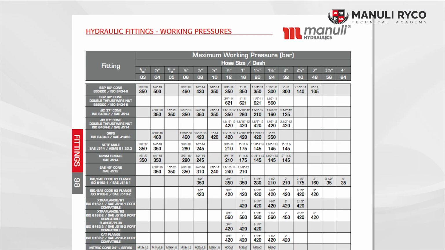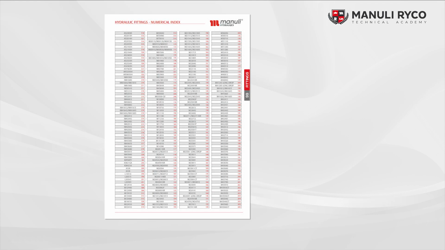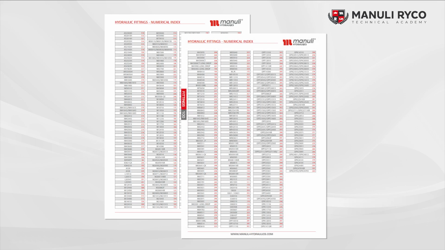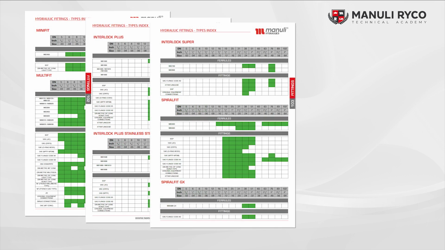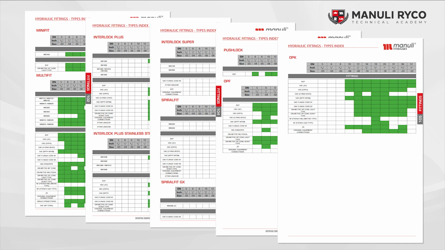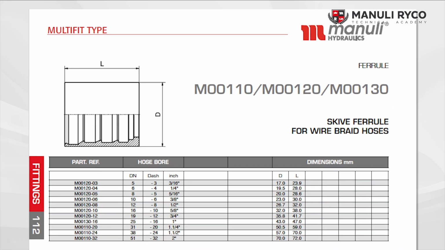The working pressures table provides a quick reference of which types of termination end are suitable for specific working pressures. The numerical index allows quick location of any specific fitting part number along with a page reference. The Types Index table provides a quick reference as to the selection of fitting types and sizes which are available within each fitting family. For two-piece fitting solutions, the first items in each family section are the ferrules, and the critical dimensions of these parts can be found there.